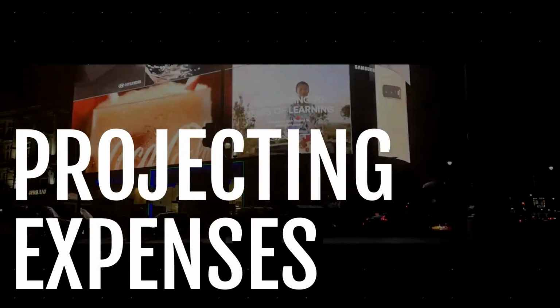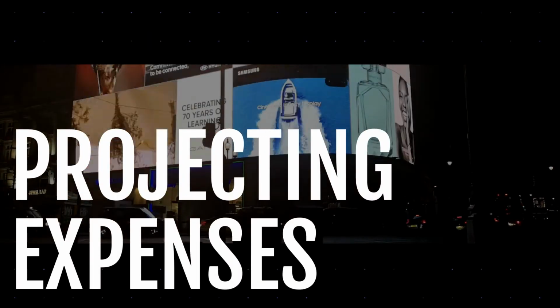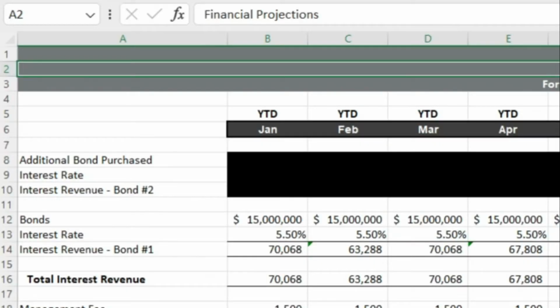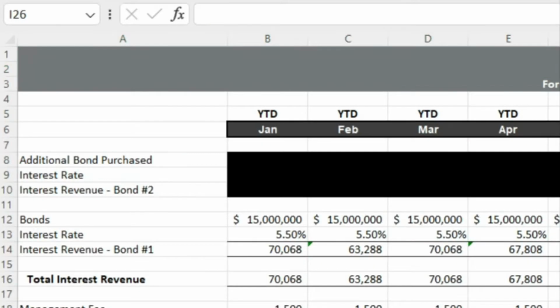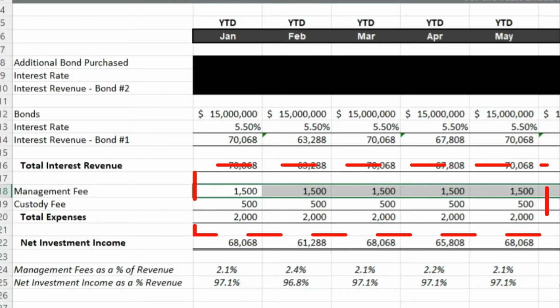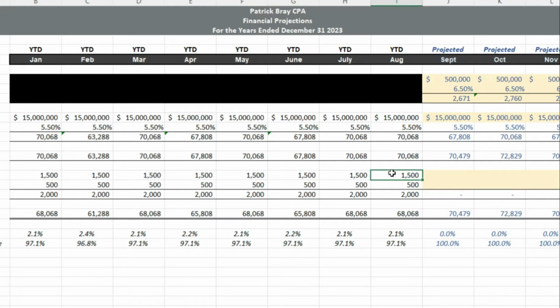Example number 2, we have bonds that we own that are generating interest. And this is just a simple example to show, based upon the interest revenue that we're generating, we have a little bit of fees or costs associated with those bonds. It's going to be a management fee and a custody fee. The management fee is 1 basis point per month or 12 basis points for the entire year. And the custody fee is a flat $500. So we have a contingent expense and a known expense.